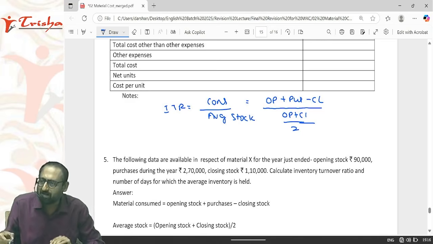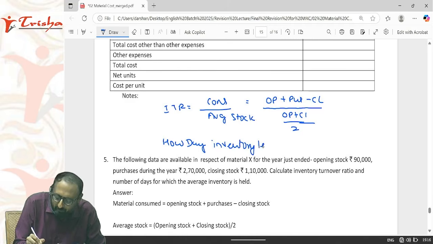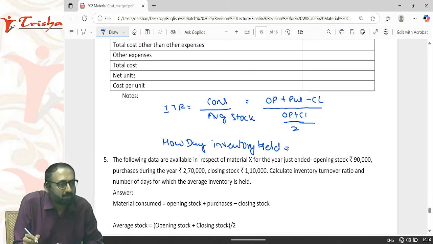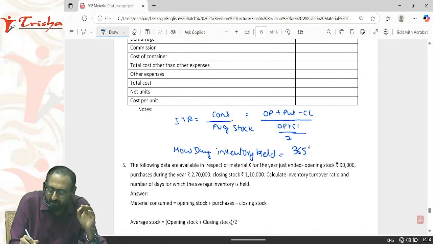One more question they will ask in the examination: how many days is inventory held? The answer is 365 days divided by inventory turnover ratio.